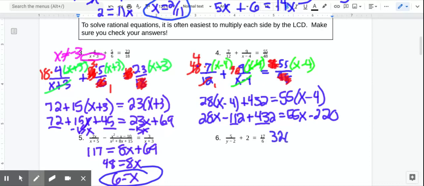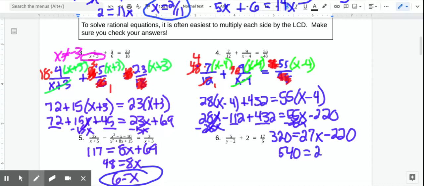All right, I'm going to combine these like terms, which is going to give me 320. And I'm also going to subtract 28x from both sides. I'm going to do that all in one step. So 55x minus 28x is 27x. Okay, I'm going to add 220 over. So 540 equals 27x. Divide both sides by 27. And my answer is 20.